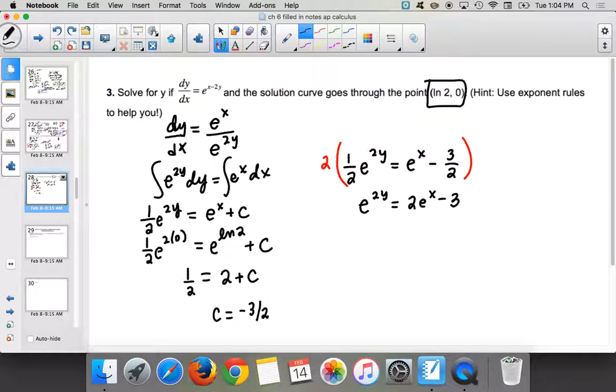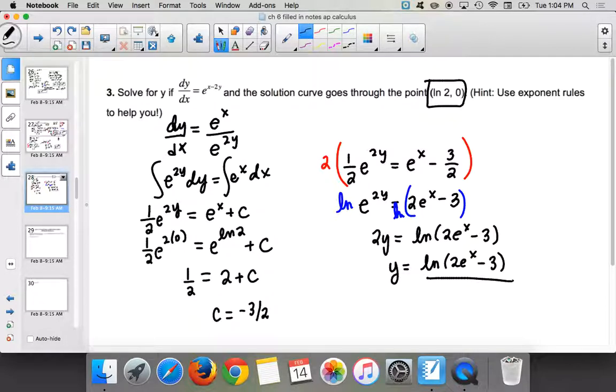Then we got to get the y by itself. It's a really weird answer. So what's the next step to get the y by itself? Natural log. So we're going to do natural log and natural log, so I'm going to have no more e. So 2y is equal to natural log of 2e to the x minus 3. And then we divide everything by 2. So it's like that. Sadly, I don't know if there's a way to simplify that. That's it.